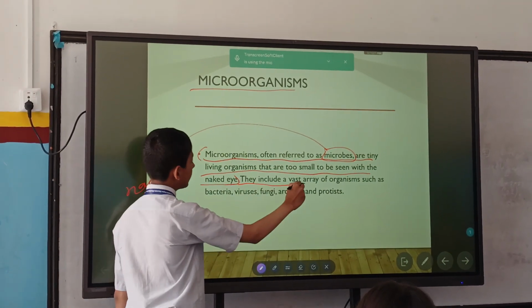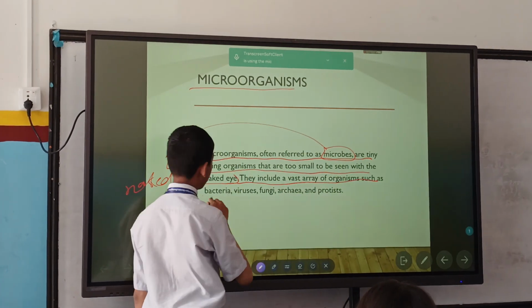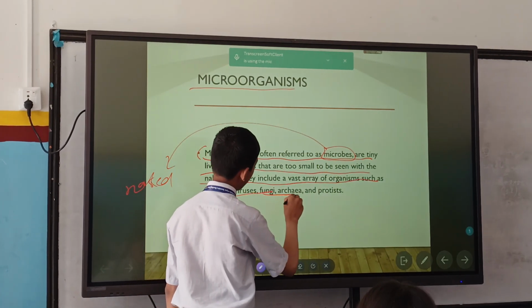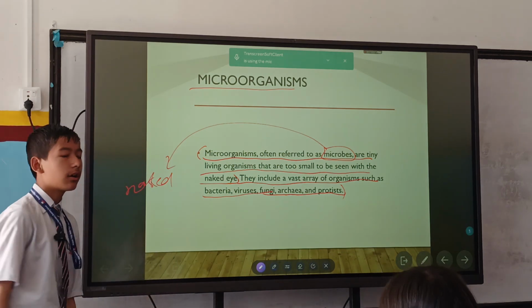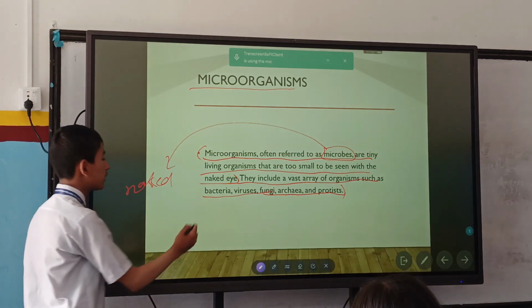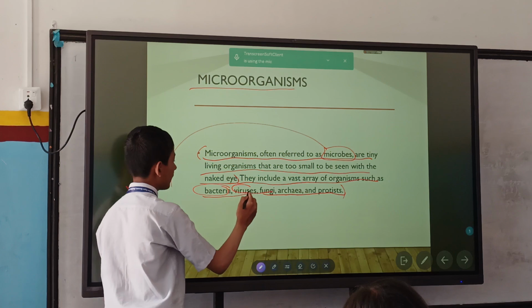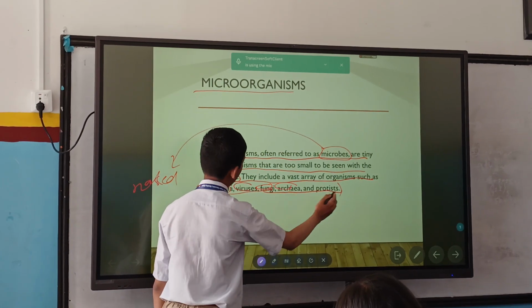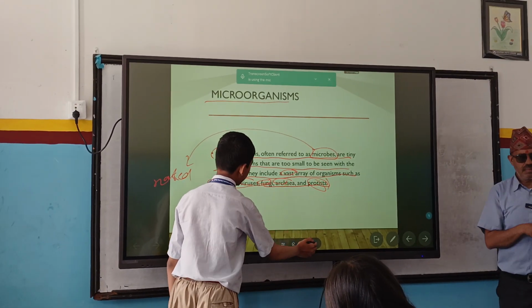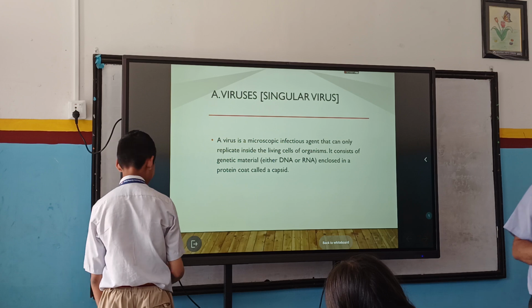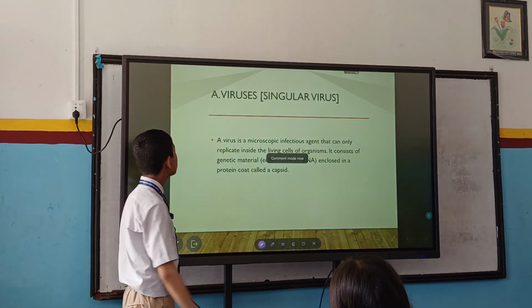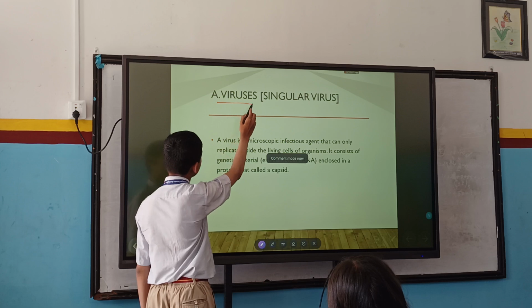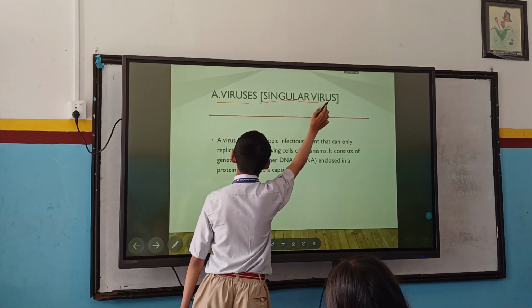They include a vast array of organisms such as bacteria, viruses, fungi, archaea, and protists. It means to say that the complexity of body structures in viruses, bacteria, fungi, archaea, and protista are vast. So the first slide is over. So the second topic is about virus.